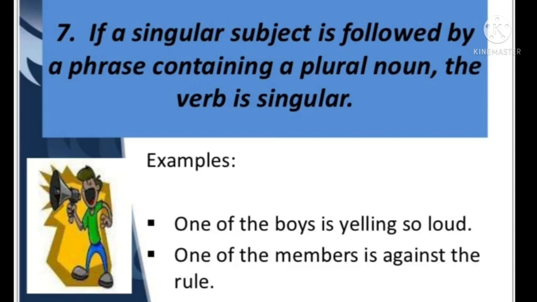One of the members is against the rule. Members is plural, but we are pointing to one. That is, the phrase we are using is singular. The subject is singular there. That is why we have used is.